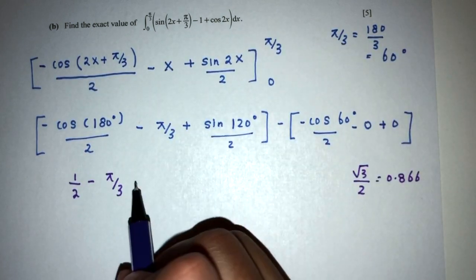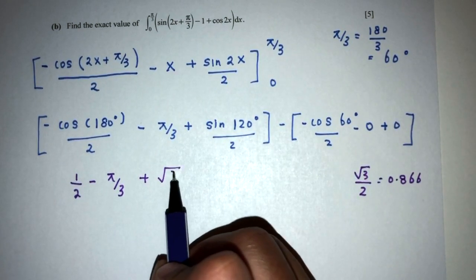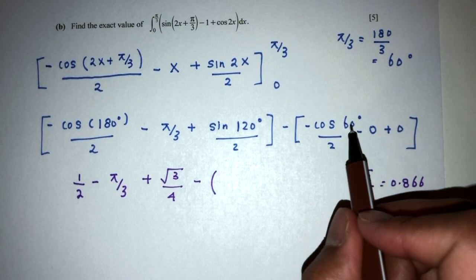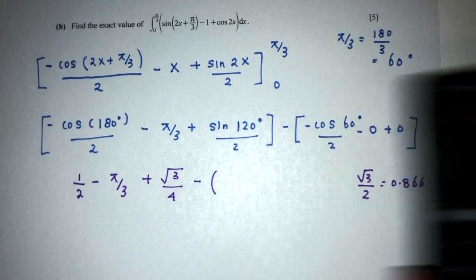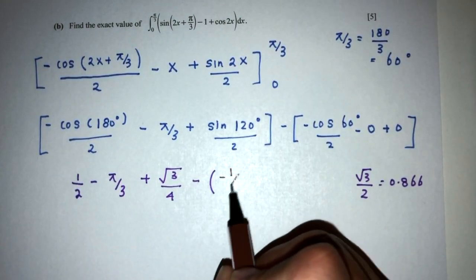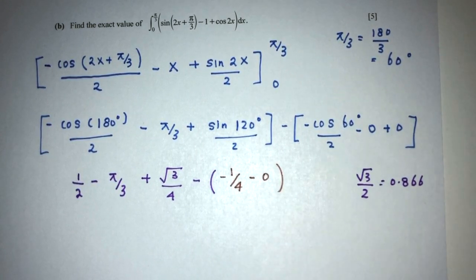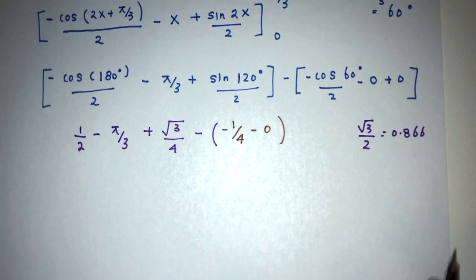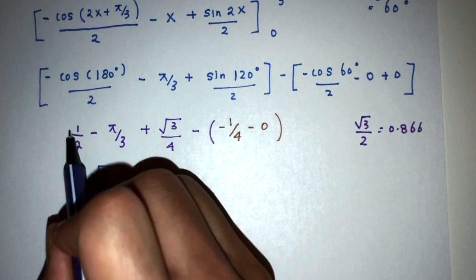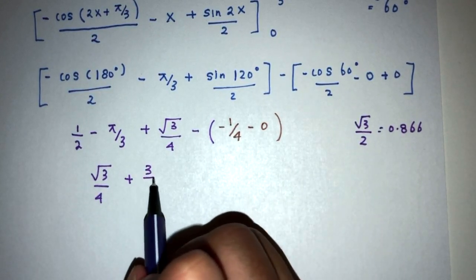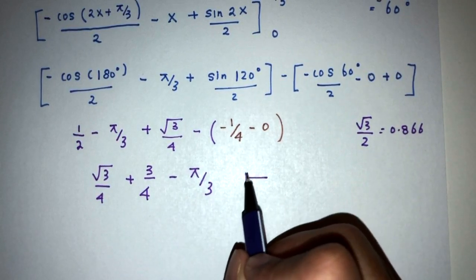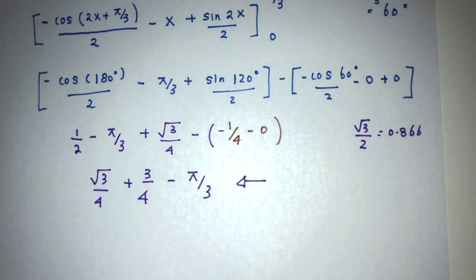So we know this is plus root 3 over 2 divided by 2 will be root 3 over 4. Then minus, the value here will be, cos 60 will be half, so minus half will be, so we have minus half over 2, so minus half divided by 2 will be minus 1 over 4. Then plus minus 0 will be 0. Simplify to see what we get finally. That will be root 3 over 4. Then we have half plus this, that will be plus 3/4. And then we have to minus pi over 3. That will be your answer for question part B of question number 9 as the exact value.